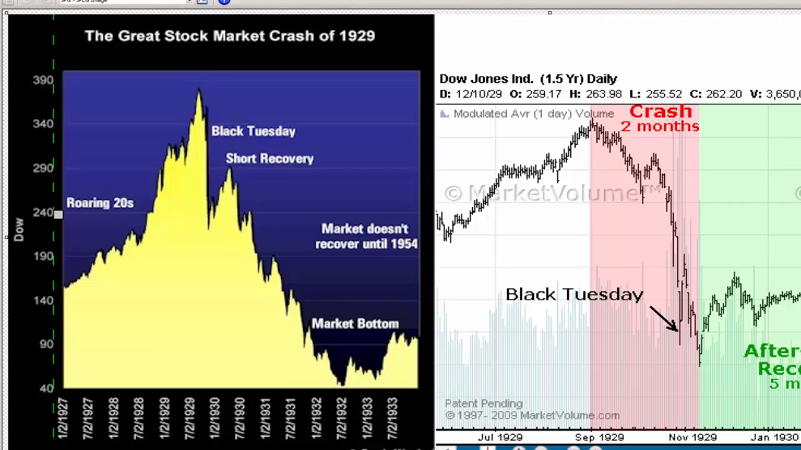Let's have a look at the 1929 stock market crash, and we're going to compare that with today's action. Let's get straight into it.